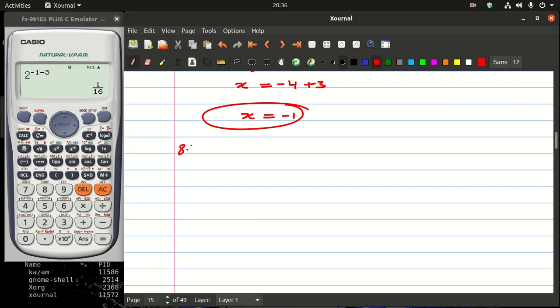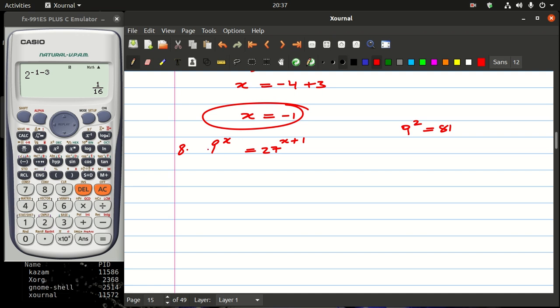So let's go to number 8. Number 8 is saying we have 9 raised to x is equal to 27 raised to x plus 1. If you look carefully, we want to change this to be the base 9 here. But once I have 9 raised to 2, that's not 27, that's actually 81. So we cannot change 27 to be in terms of 9.